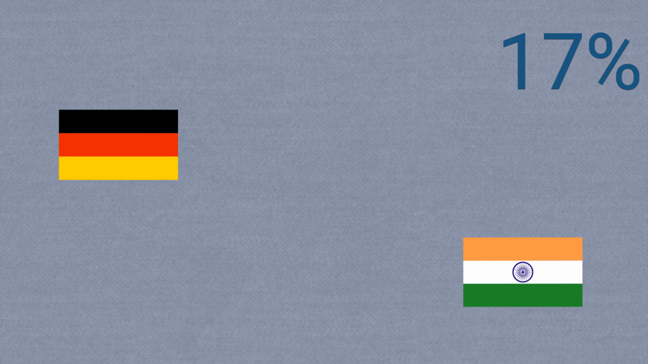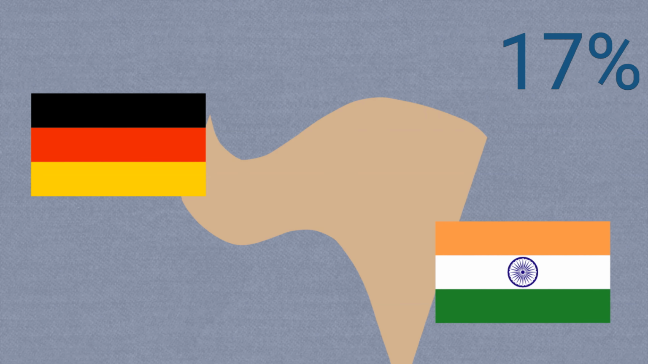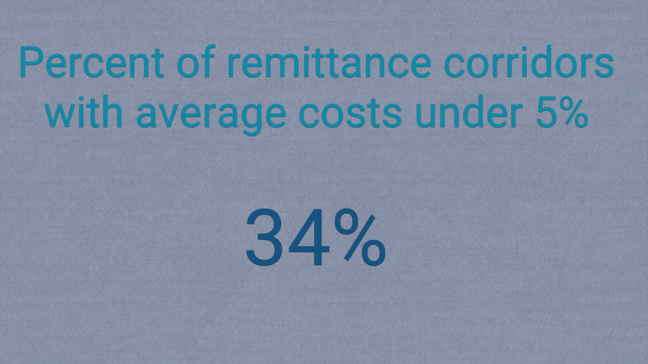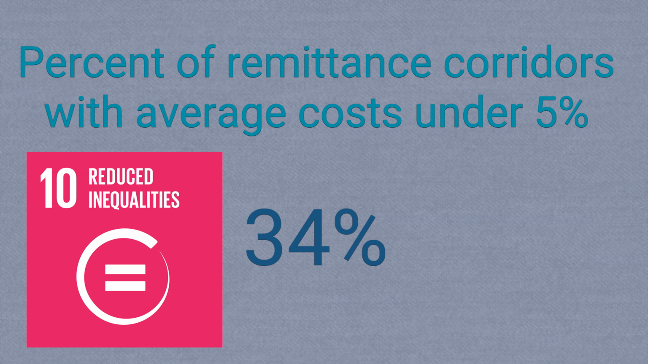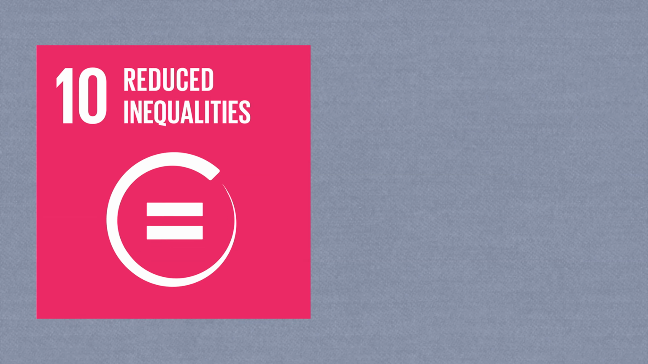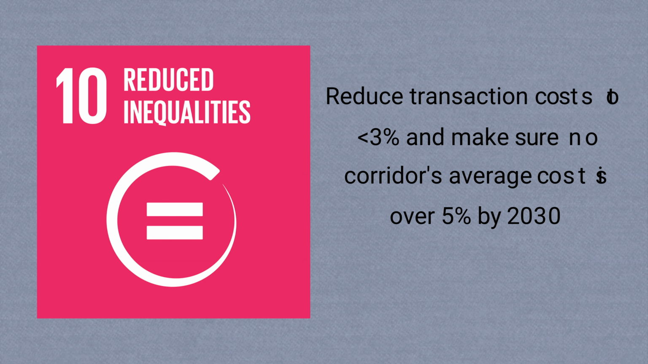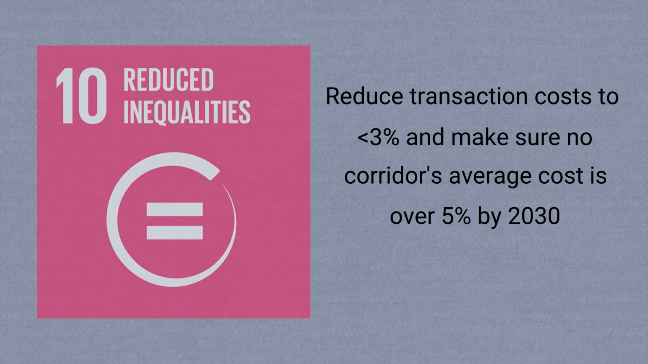The good news is that remittance costs overall have been shrinking over the past 11 years. In 2009, just 17% of remittance corridors, or country-to-country paths along which remittances are sent, had average costs under 5%. This proportion has since grown to 34% in 2020. This is in line with Sustainable Development Goal 10, or more specifically, Target 10C, which aims to reduce transaction costs of migrant remittances to under 3% and to eliminate any corridor with total costs higher than 5% by 2030.